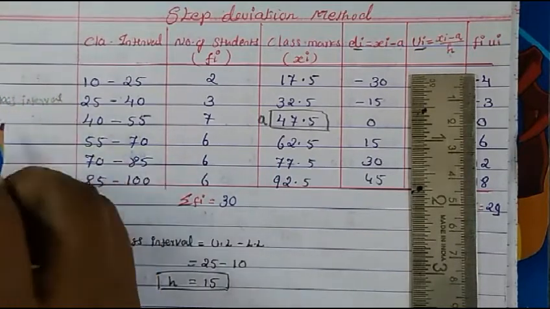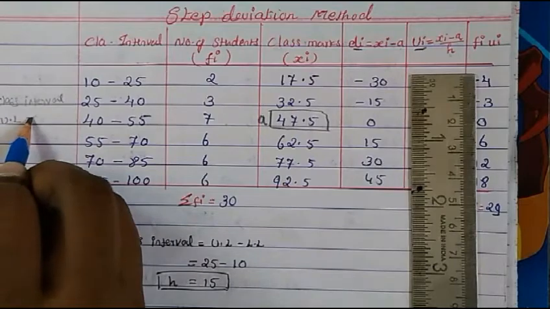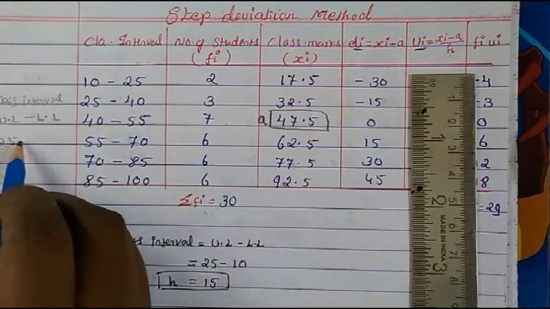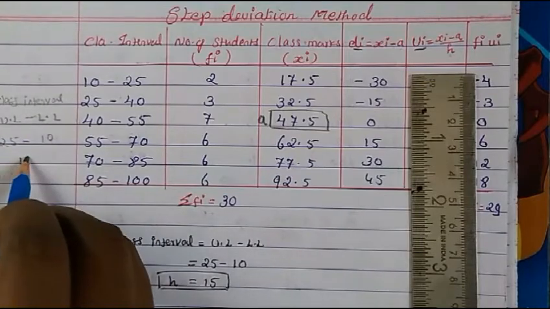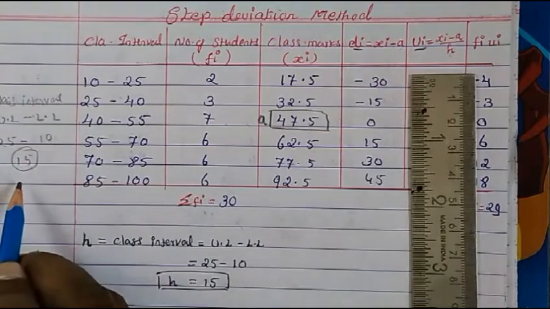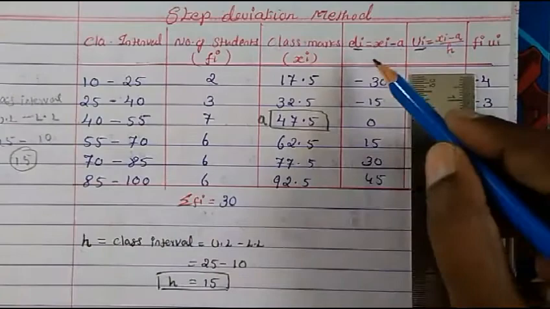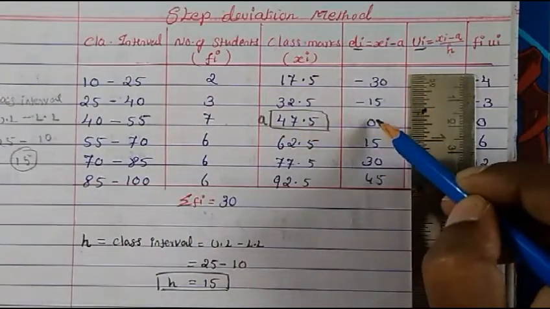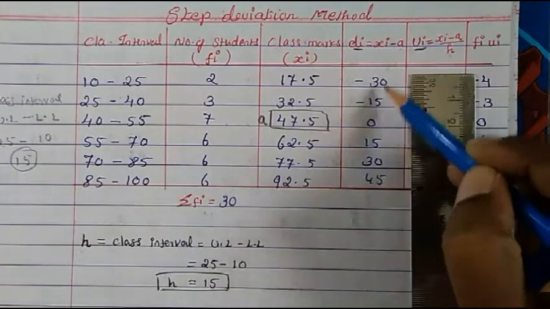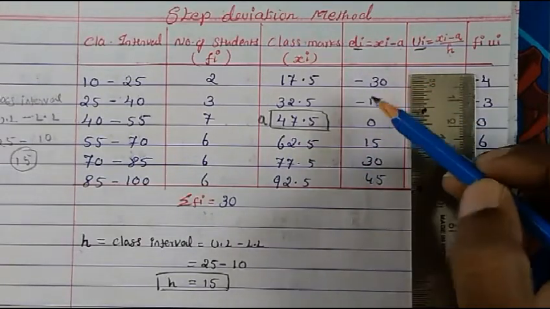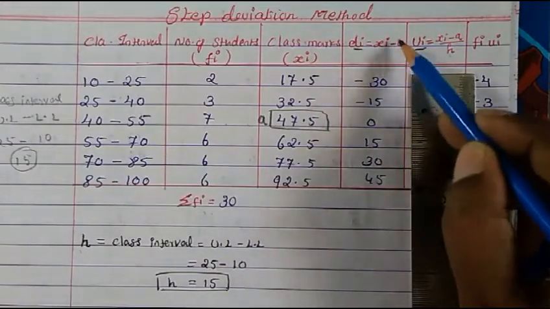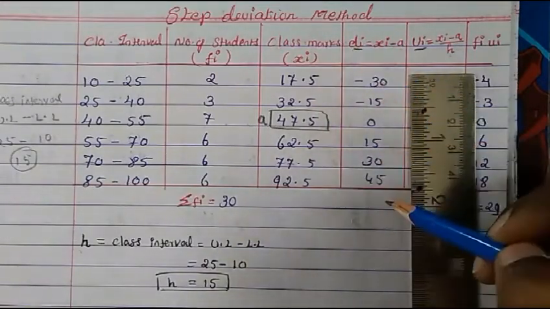Class interval is upper limit minus lower limit. So upper limit is 25, lower limit is 10, so we get 15. So this is class interval 15. So I told you where a is there, you have to put 0 and just write the table of 15 on top, table of 15 down, and on top you put negative. So that's how we get the di. So you don't need to do all this calculation, directly you can do the di.